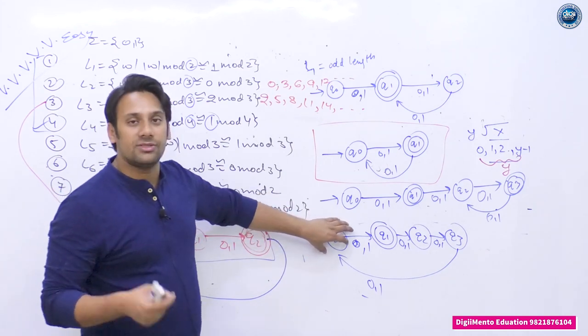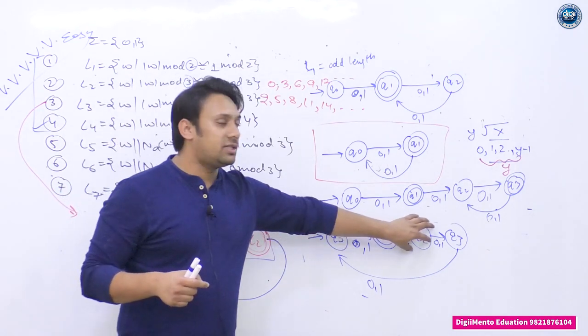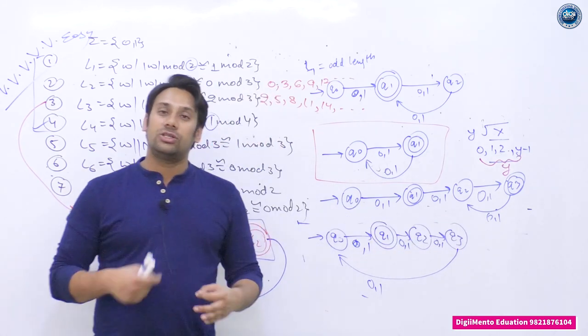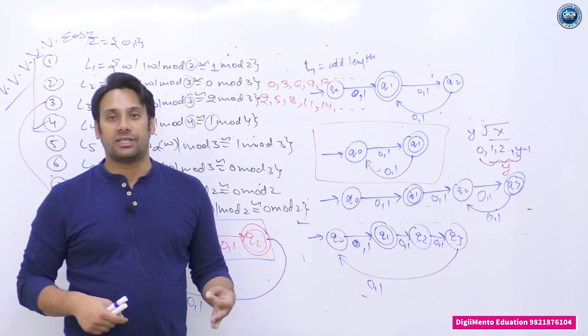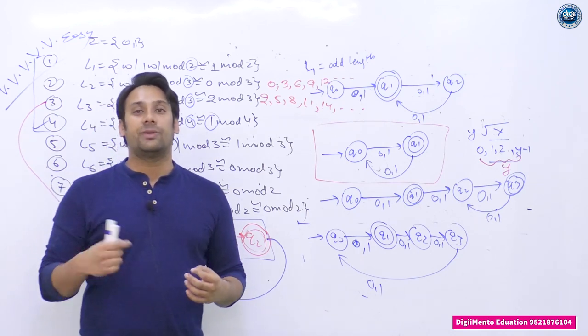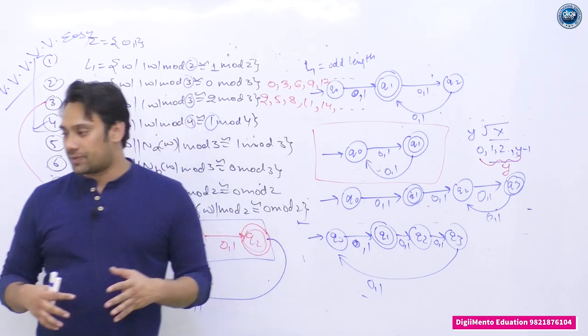So yahan par hum remainder 0 ko reject kar rahe hain, yahan par hum remainder 2 ko reject kar rahe hain, aur yahan par hum remainder 3 ko reject kar rahe hain. So it is not just about accepting, it is also about rejecting. Ki aapko kya reject karna hai, kya accept nahi karna, aur kya accept karna hai, unke beech mein clear difference hona chahiye. Is it clear?